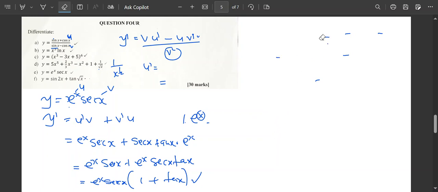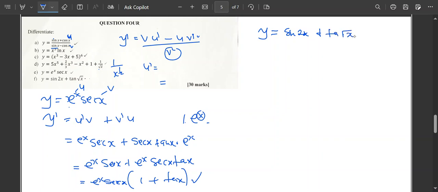Okay, so what I'm going to do here is differentiate this one, again this one. So what you need to know about, let me first write this: sin 2x plus tan root x, like that.